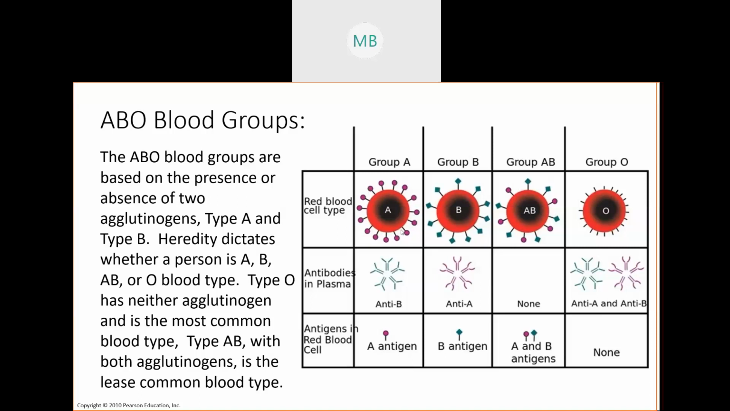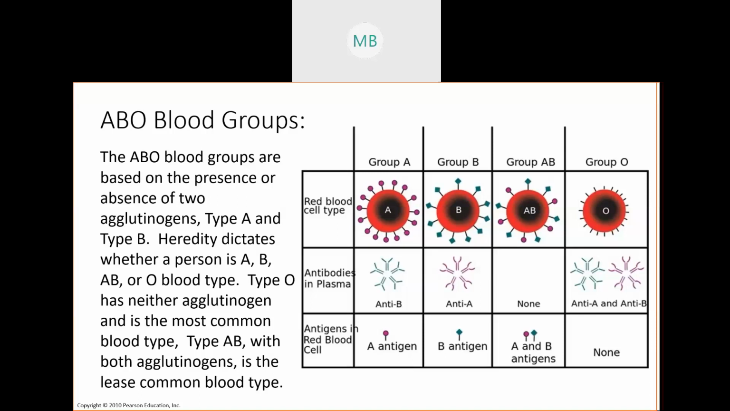If you are an A blood type, you can give blood to other A and to AB people. If you are B blood type, you can give blood to B people and AB people. If you are an AB blood type, you can only give blood to other AB people. If you are an O blood type, you can give blood to everybody.